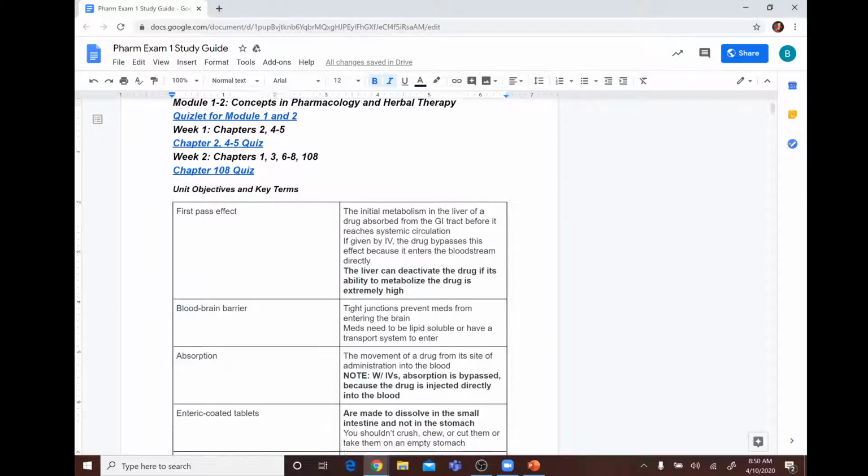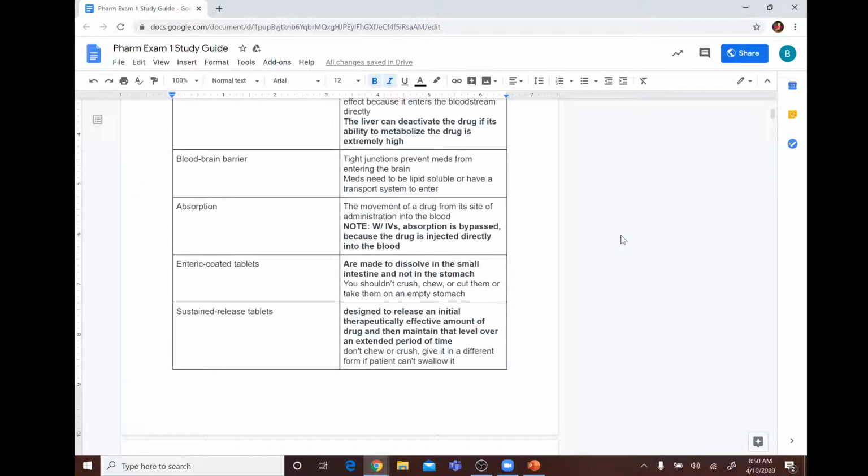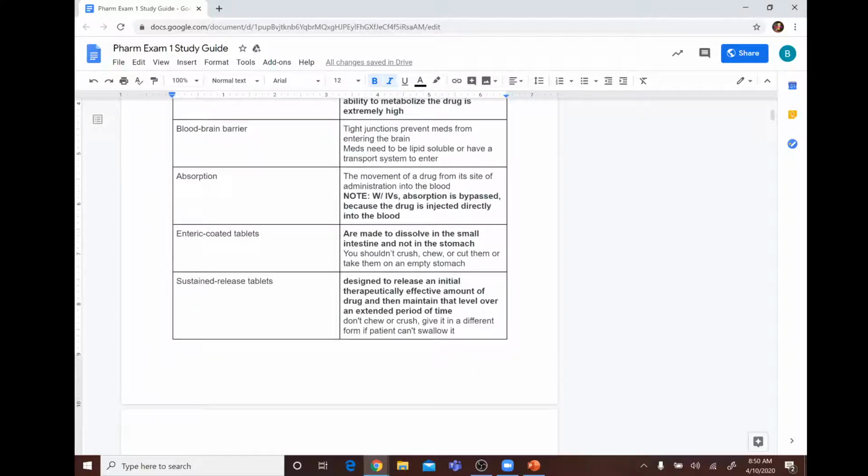What is the blood-brain barrier? Tight junctions prevent meds from entering the brain unless they are lipid soluble or have a transport system to enter. What is absorption? The movement of a drug from its site of administration into the blood. However, if you give it via IV, absorption is bypassed because it goes straight into the blood.